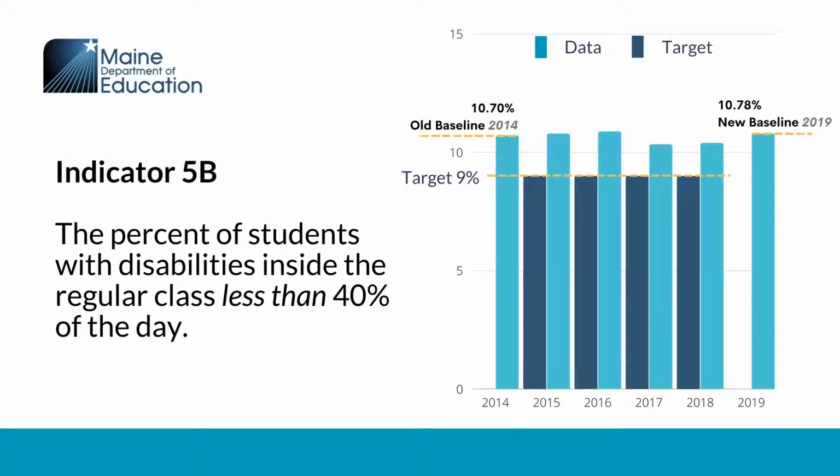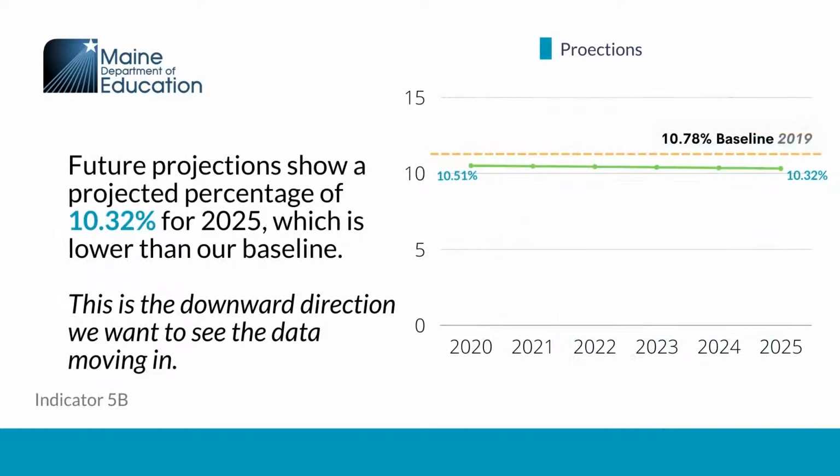5B, the percent of students with disabilities inside the regular classroom less than 40% of the day. There isn't a strong trend, but there is a slight decrease. This is an outcome that we want to see decrease so that we have more students in a less restrictive educational environment and more students in the regular classroom. Future projections show a projected percentage of 10.32% for 2025, which is lower than our baseline.